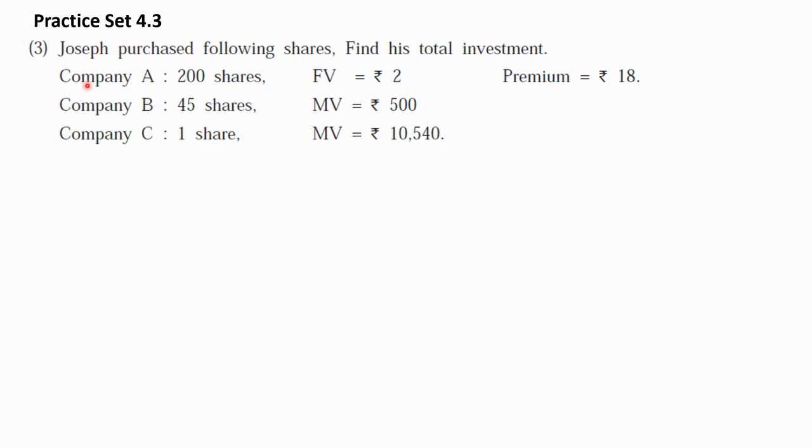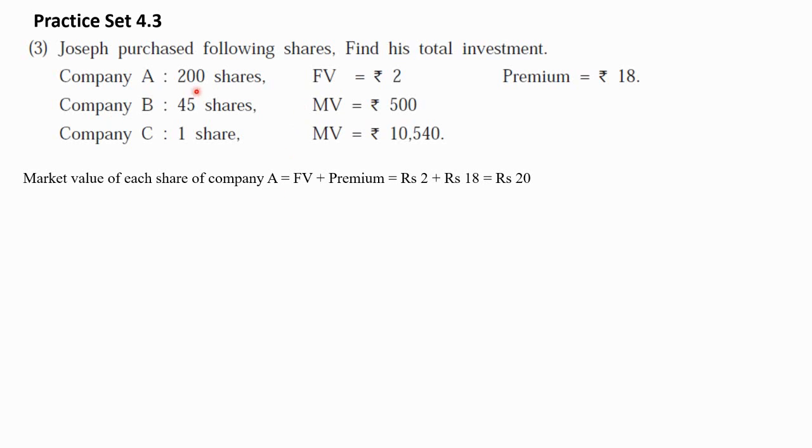So we'll understand the first case. Face value is given and premium of rupees 18 is given. So that means the market value will be face value plus the premium. So 2 plus 18, and market value will be rupees 20. If you see the second one, he buys 45 shares for market value of rupees 500. And for company C, he buys one share of market value 10,540.